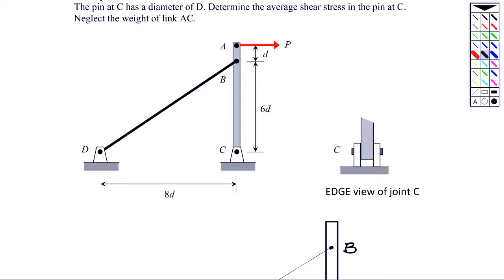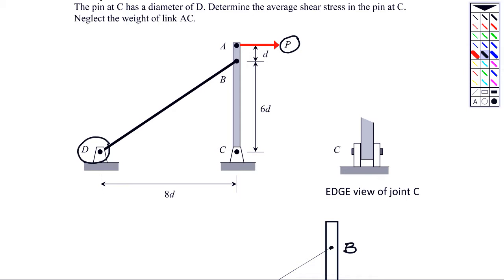In this example, we're asked to do some analysis to determine the shear stress in a pin that's keeping this structure attached to the ground. The structure is made up of link AC. There's an applied force P acting at the top. There's a cable attached at point B on AC. It extends down to point D, where it's attached to the ground.